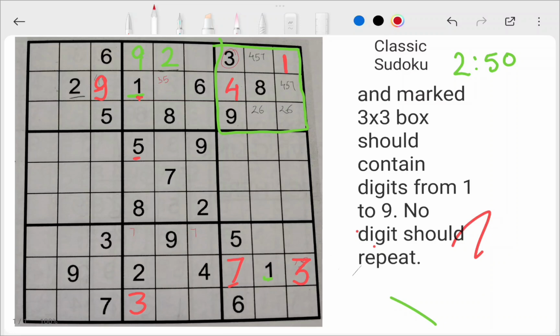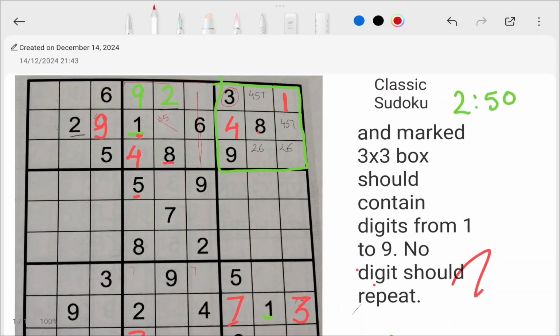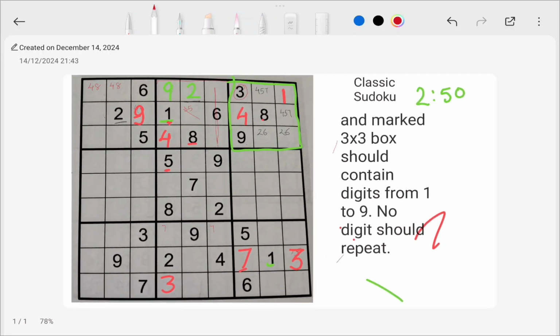Now see, again in the box 2, we can simply block these cells for 4, and here also we can block for 4. So this must be 4. Now let's continue with the 4 and 8. We got 4, 8 pair in these two cells. Alright.